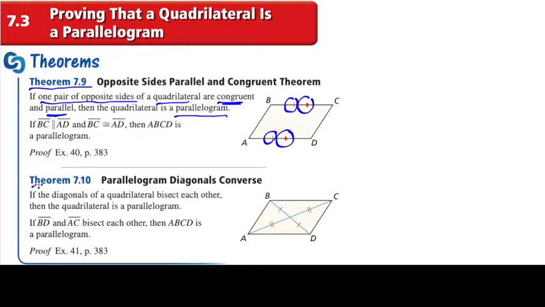And then Theorem 7.10 states that if the diagonals of the quadrilateral bisect each other, then the quadrilateral is a parallelogram. Notice that this diagonal is cut into two equal parts with two tick marks on each half, and the other diagonal is cut into two equal parts with one tick mark on each. So what this chapter's notes is focusing on is showing that the properties of a parallelogram exist so that we can conclude that a quadrilateral is a parallelogram.